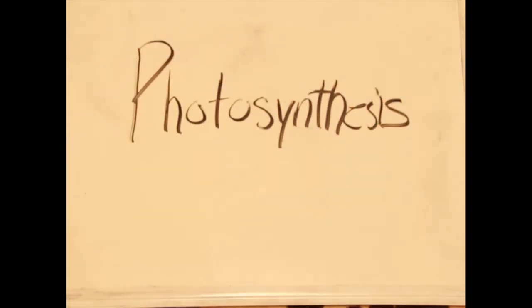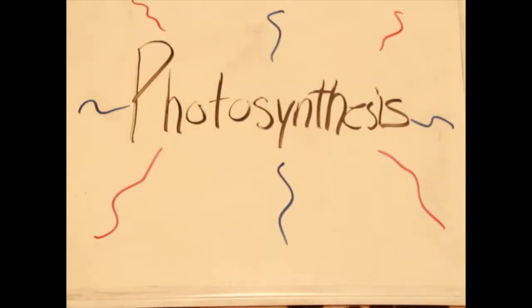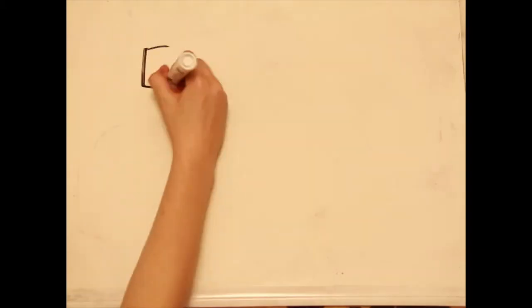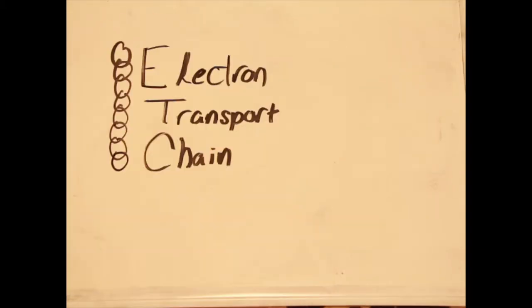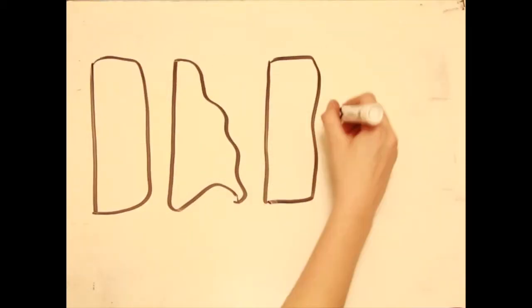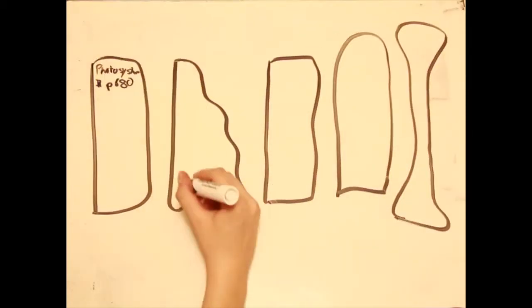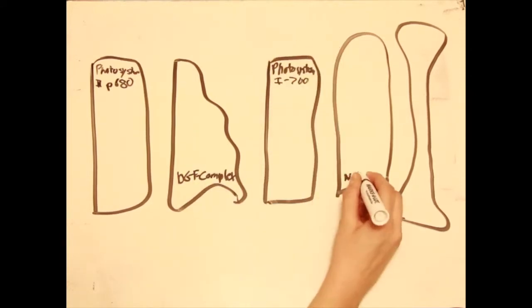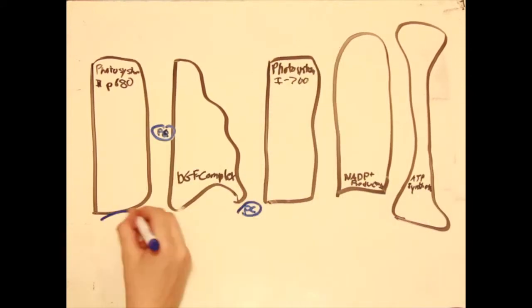Photosynthesis. A plant captures CO2 released from animals through its stomata, and it absorbs water through its roots through osmosis. The first thing that happens is the electron transport chain.